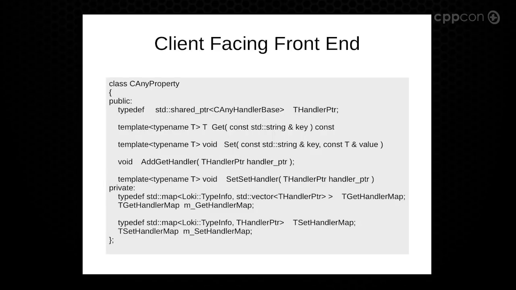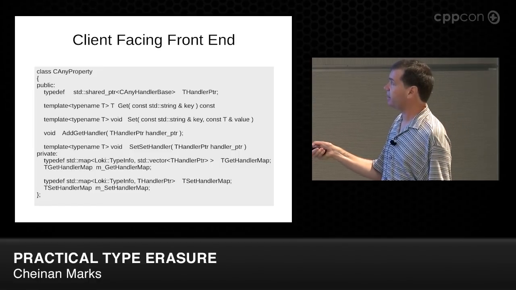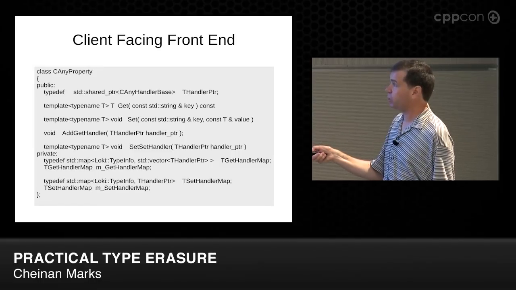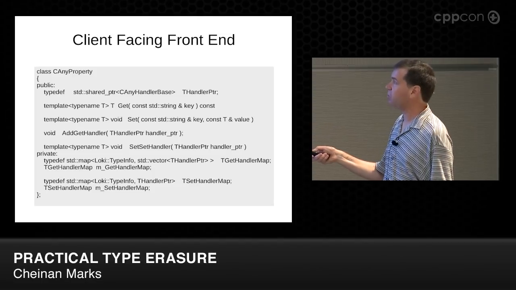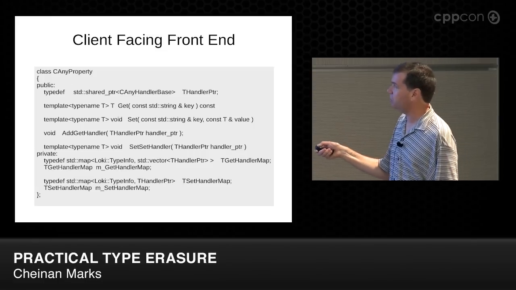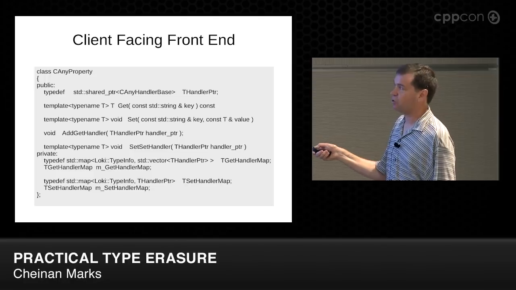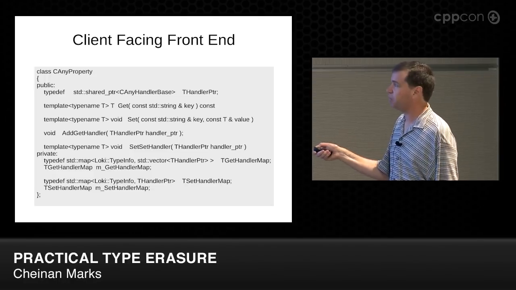Here is the front end system for the client. It is, as promised, generic. All right. So there is a get method that is parameterized in some type name, and it takes a key, and it's going to return that type name. Very straightforward. There's a set method, which takes a key and a value of some type T, which is unknown to the front end, and it's going to set that value in the back end somewhere magically.